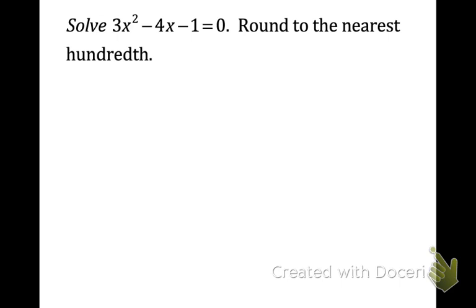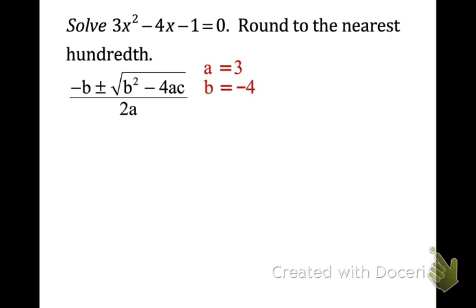All right. So let's try it. Identify your a, b, and c. And then pause the recording, and try this one on your own. Okay? So my a is 3, my b is negative 4, my c is negative 1. Go. Now let's check our work.